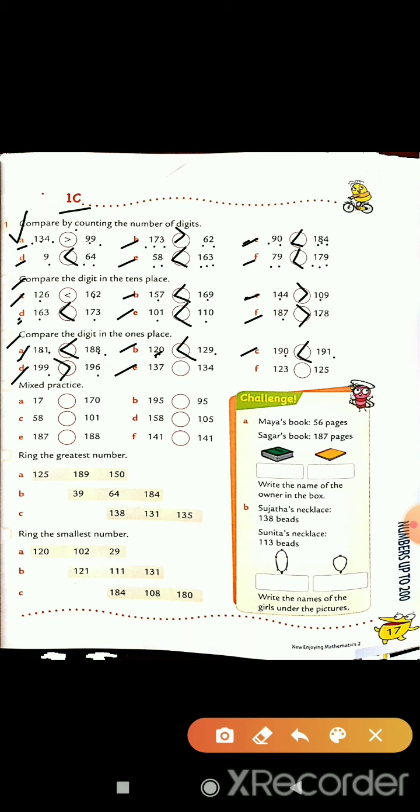137, 134. In 137, 7 is there at ones place. And in 134, 4 is there in ones place. So 7 is greater than 4. So 137 is greater than 134.